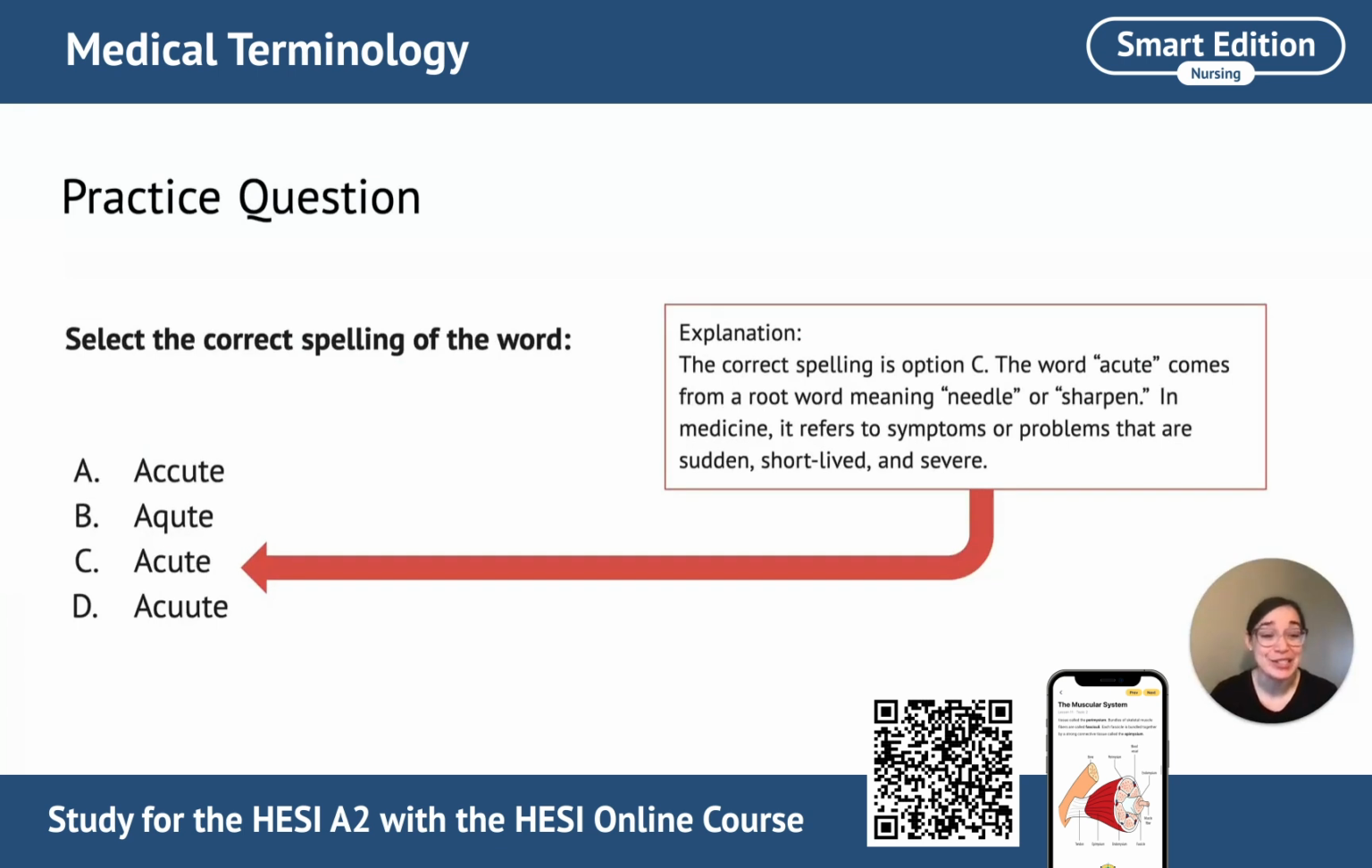This word is interesting too. So the root word means a needle or sharpen. And in medicine, the word acute refers to symptoms or problems that are typically sudden, short-lived, and severe. So think about the pain that you would feel if you got poked with a needle or something sharp. It would be a very sudden pain. It's typically short-lived though. It doesn't last for a long time, but it can really hurt. It can be severe. So that's a good illustration of what this word means. And again, option C is the correct spelling of this word.